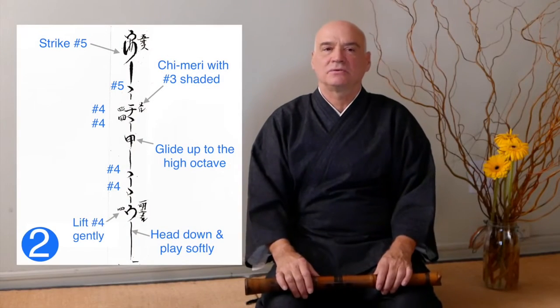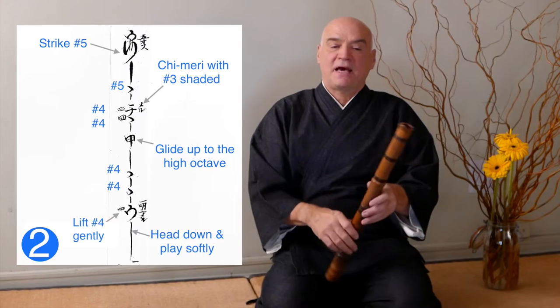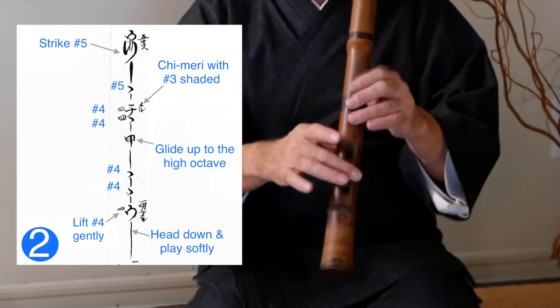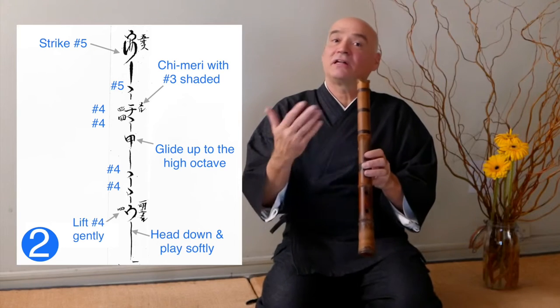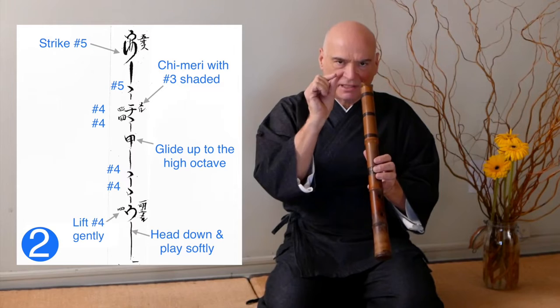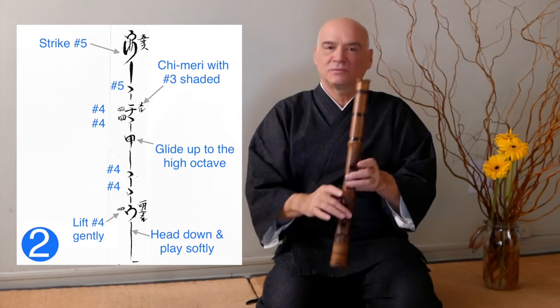So on to number two. Now remember, that's a very fast articulation of the thumb, hole number 5. And then that 4, okay, that's nice and clean. You're playing this G Mary in a low octave, which is a little unusual, but that's because you're going to, just with your lips, glide up to the upper octave. And then you strike 4 once more.